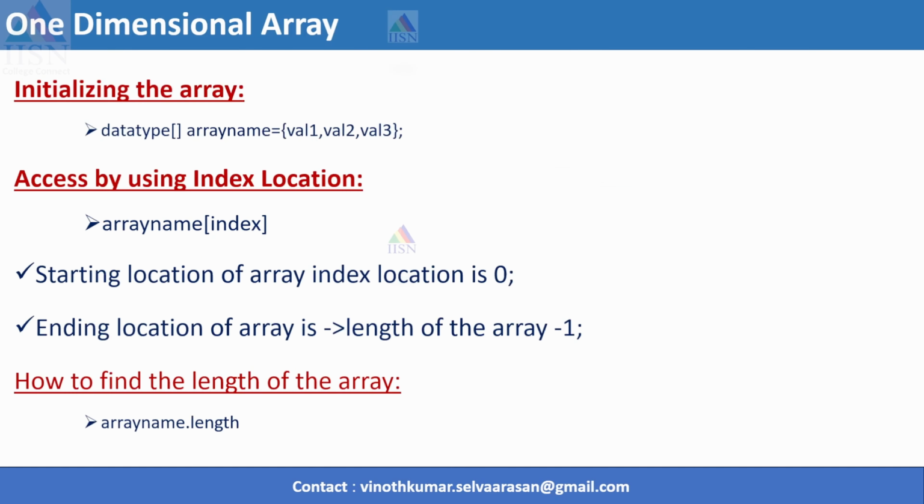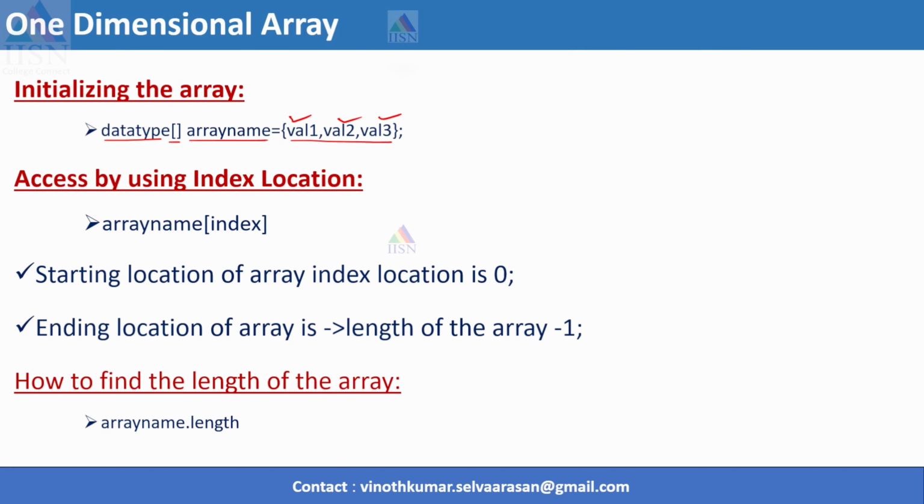Let's move to the next slide. Previously we declared and defined an array, and then got the input from the user. If you want to initialize an array, you can also do it like this. If you know the values, you can give them, and the array is created based on those values. For that you mention the data type, square brackets, array name, then the values.